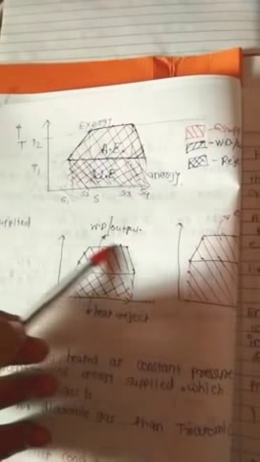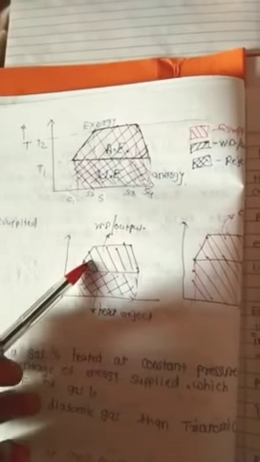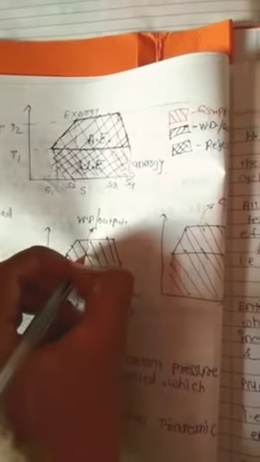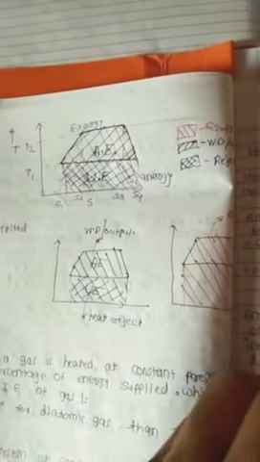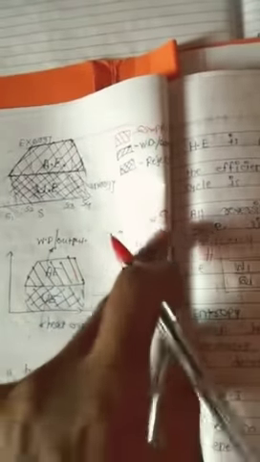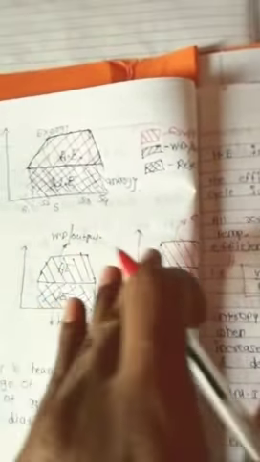Okay, so here if you see, this is the total Q supplied. Then this is the work done, and this is the unavailable energy. So this is the available, this is the unavailable, and this is the total Q supplied. Okay, so this is shown graphically.